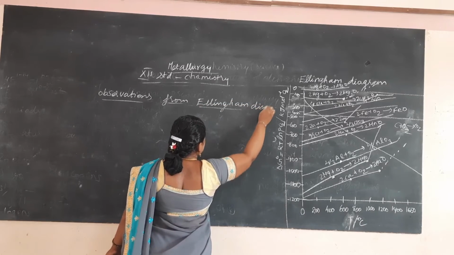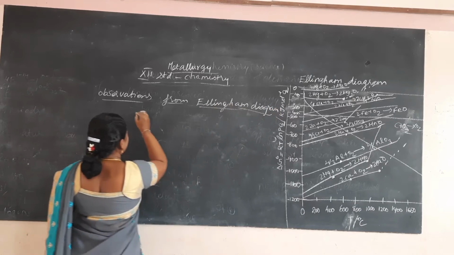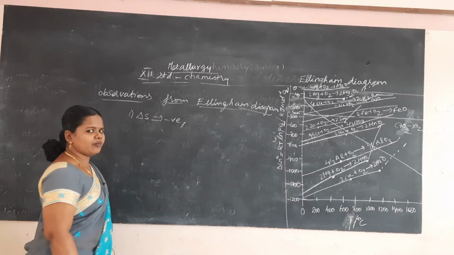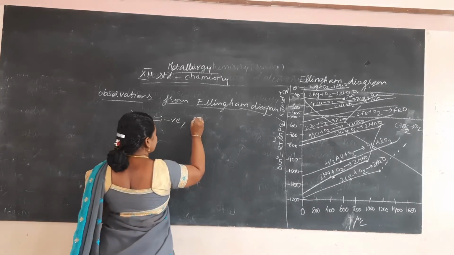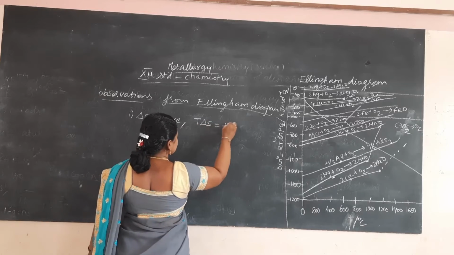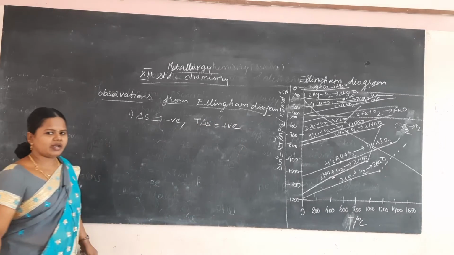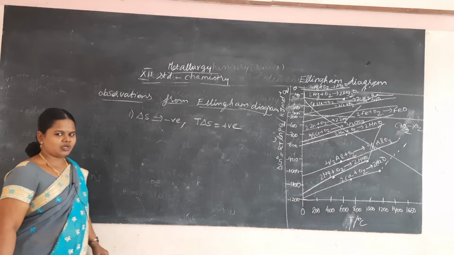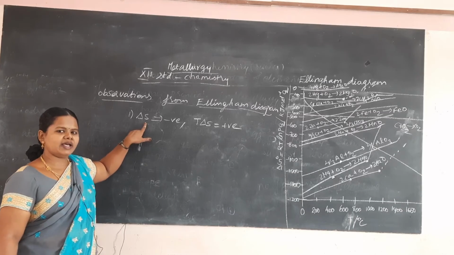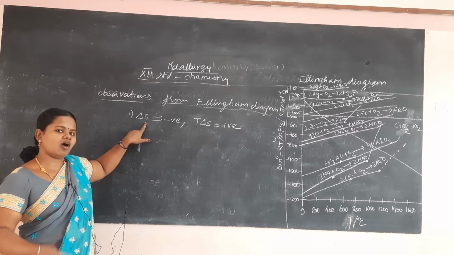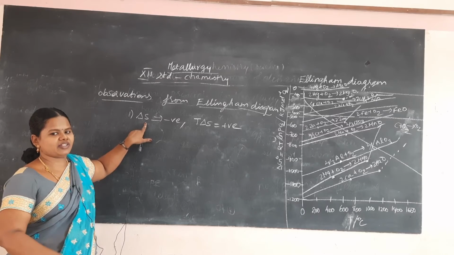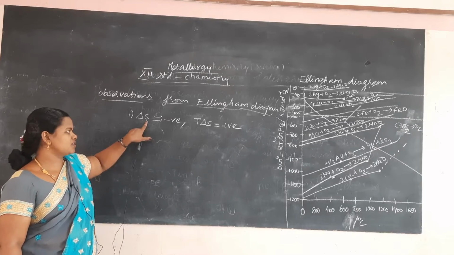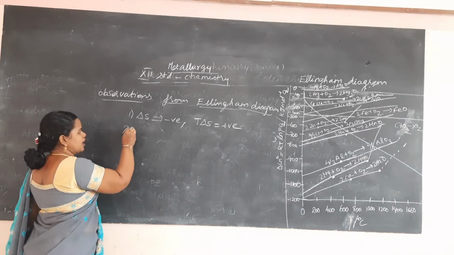What are the observations from the Ellingham diagram? From the Ellingham diagram, del S was found to be negative, and when it is included with temperature, that is T delta S, it was found to be positive. So here the slope, that is delta S, was found to be positive. So it seems that during the reduction, the oxygen combines with the reducing agent and forms a metal oxide. This is the first point you can note.